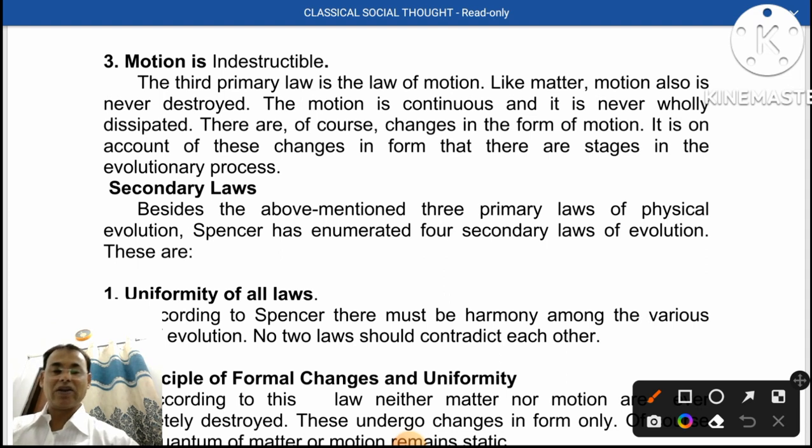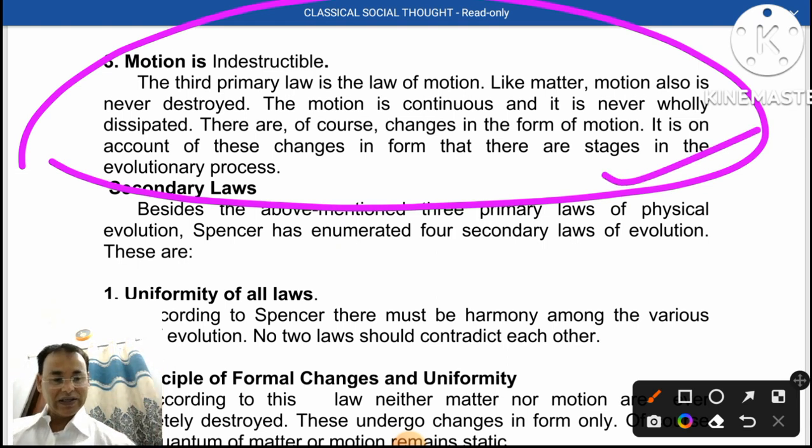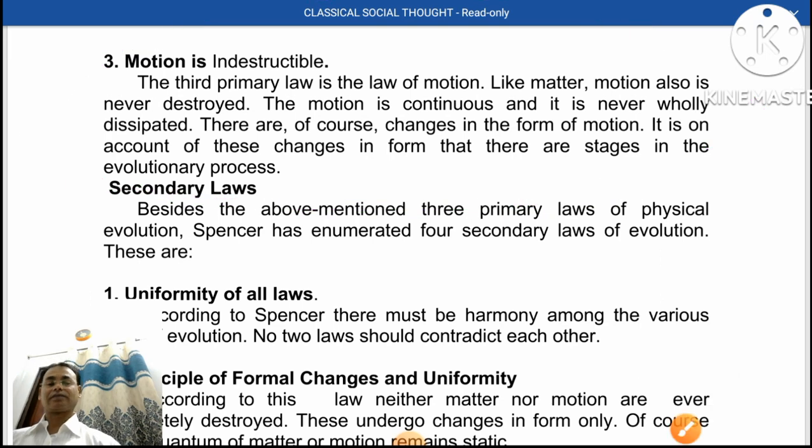You must remember, motion is indestructible. The third primary law is the law of motion. Like matter, motion is also never destroyed. Motion is always there. Motion is continuous and it is never wholly dissipated. There are, of course, changes in the form of motion. It is on account of these changes in form that there are stages in the evolutionary process. So motion is always transforming and always there in the society, and force is always there.